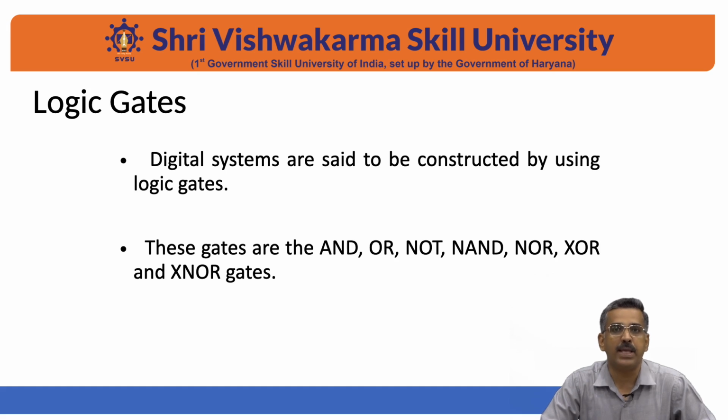There are normally 7 types of logic gates used in digital circuits or digital systems. The 7 major gates are AND gate, OR gate, NOT gate, NOR gate, NAND gate, XOR gate and XNOR gate. These are called exclusive OR gate and exclusive NOR gate.